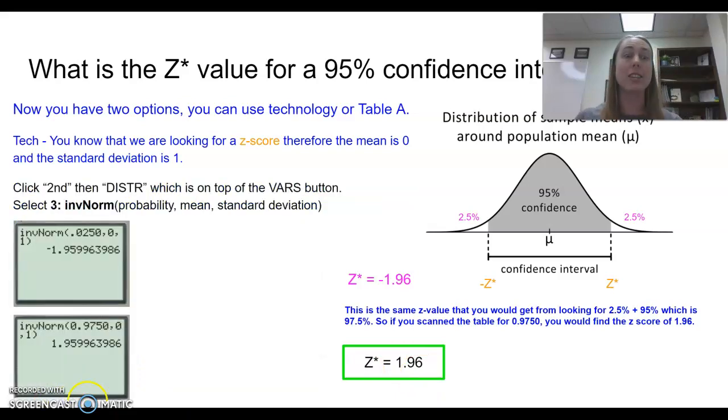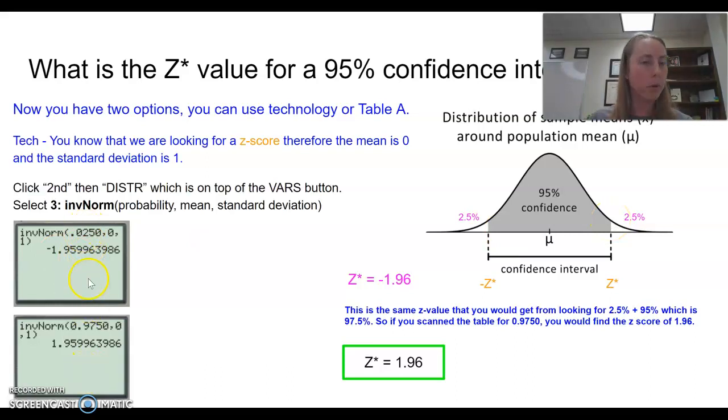Let's try it with technology. So without using table A, we could use the calculator. If you use the calculator, you would click on second distribution and then select inverse norm. The probability is going to be either 0.0250 or 0.9750.